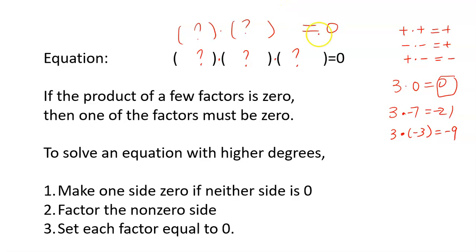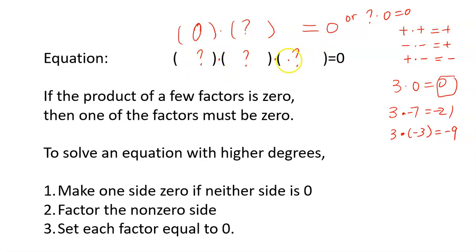So for example, if we only multiply two numbers, it could be the first number is 0. So it's 0 times some kind of number is 0. Or it could be some kind of number times 0 is 0. So which number is 0? Maybe the first number, maybe the second number. So there are two possibilities. Both cases will give us the answer 0.